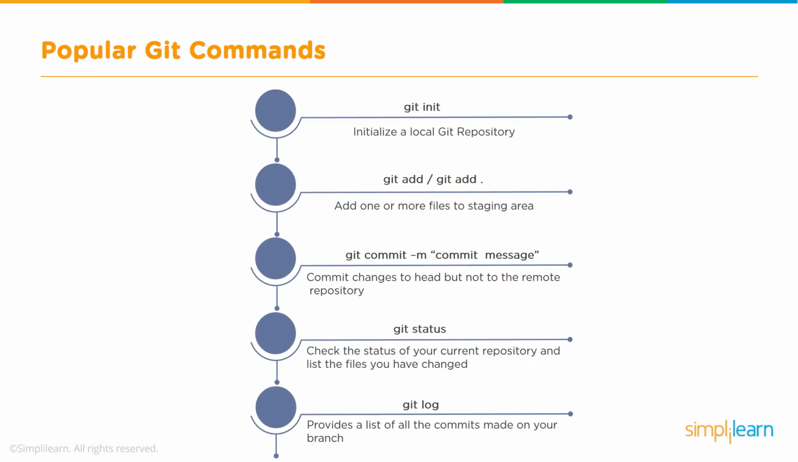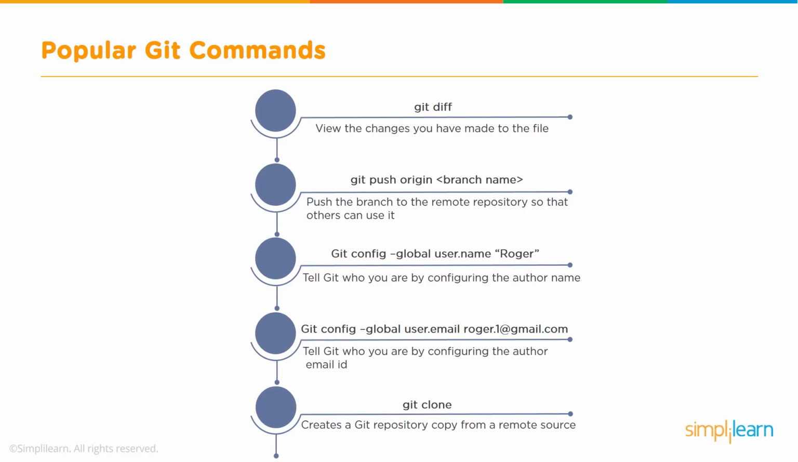Git status checks the status of your current repository and lists the files you have changed. Git log provides a list of all the commits made on your current branch. Git diff views the changes that you've made to the file. So you can actually have files next to each other and you can see the differences between the two files. Git push origin branch name, so the name of your branch, will push the branch to the remote repository so that others can use it.